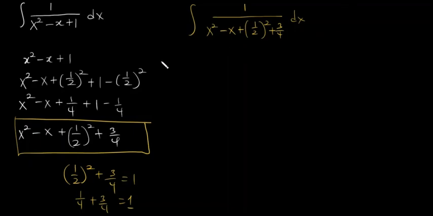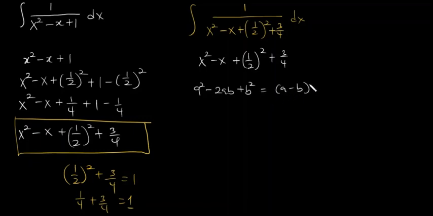From the denominator again, we have x squared minus x plus 1 over 2 squared plus 3 on 4. What I'm going to do is use this expansion here, a squared minus 2ab plus b squared equals a minus b all squared, to factorize. I'm going to use that to factorize just this part of the expression. Let's look at how we are going to do that.